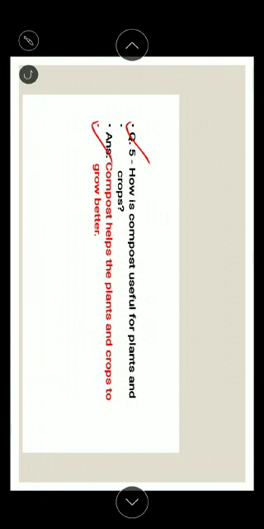Question number 5. How is compost useful for plants and crops? We have discussed how compost is made, no? Now you are being asked, how is it useful for plants and crops? So answer is, compost helps the plants and crops to grow better. So plants, they grow better when we add compost to them.